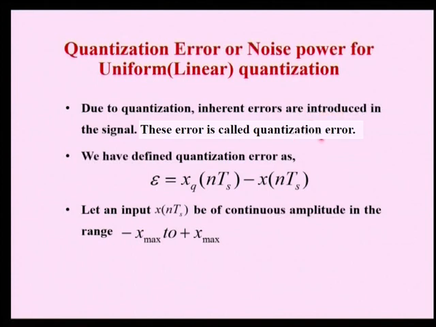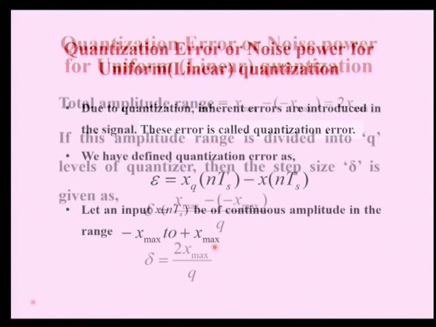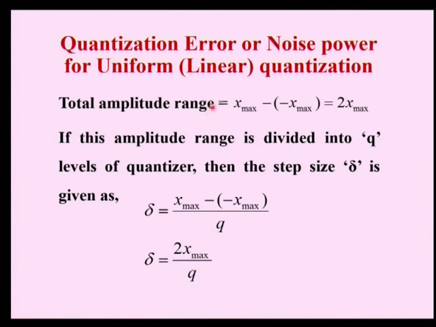This is called the quantization error and is represented by del, that is, xq of nTS minus x of nTS. If the sampled input signal is in the range minus x max to plus x max, the total amplitude range, that is, the dynamic range, is the difference of the maximum level and the minimum level. The maximum level is x max and the minimum level is minus x max. So this difference gives the dynamic range, or amplitude range.